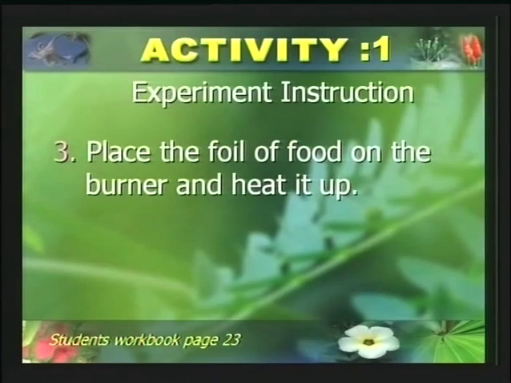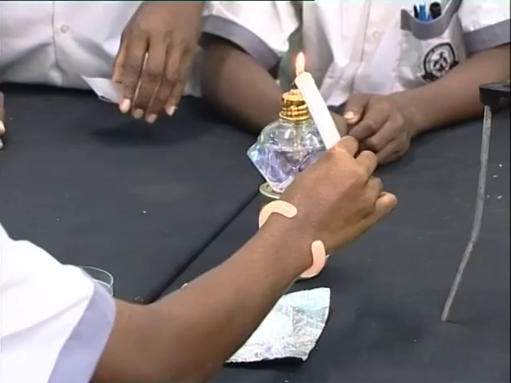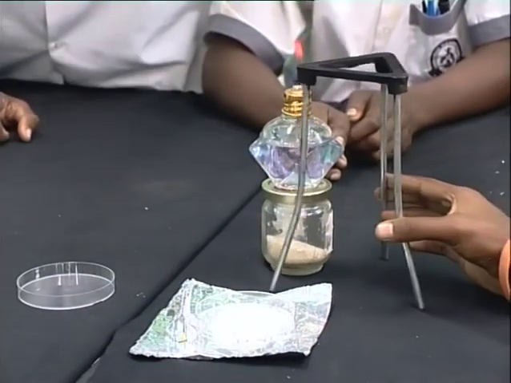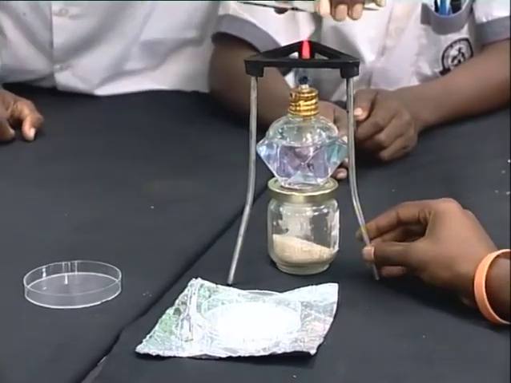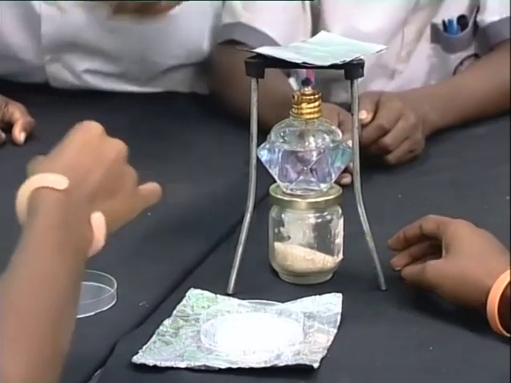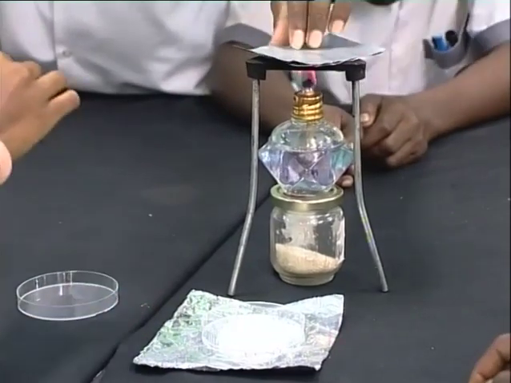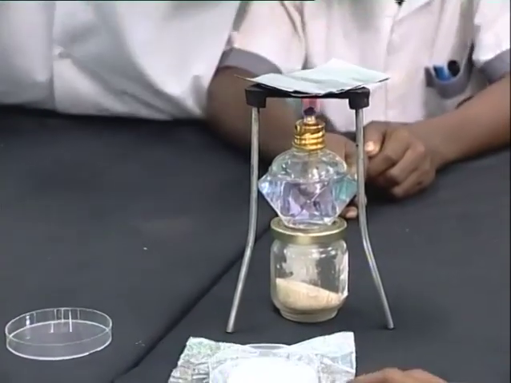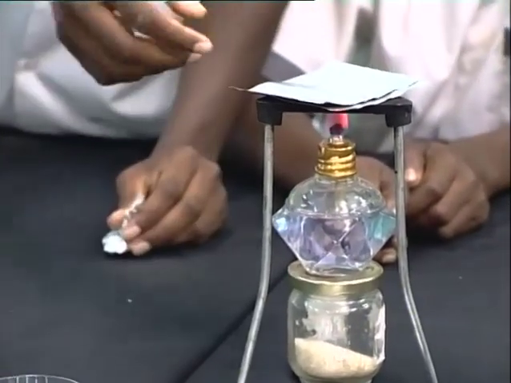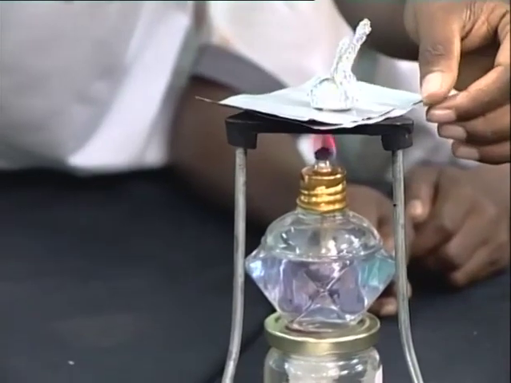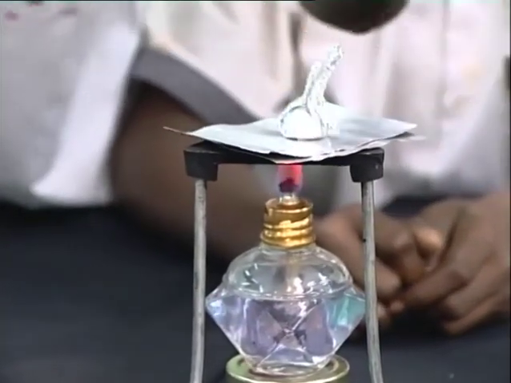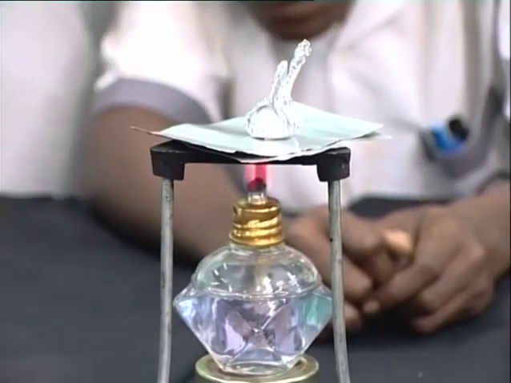Let's place the foil. Find something to place it on. Right, good. Now you know how to do that. Find something to place it on. It's plastic, it will melt. Heat. Get something a bit higher. Put it out.